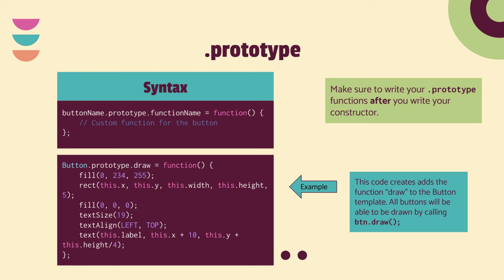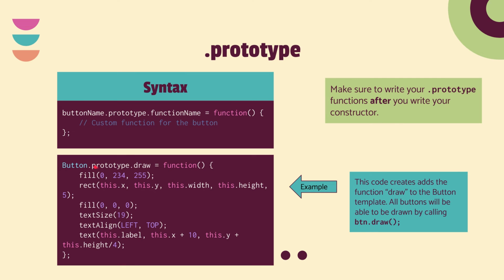So let's look at the syntax for .prototype. Basically you just want to say the name of your button, .prototype.functionName equals function, and then create a custom function for the button. And make sure to write your .prototype functions after you write your constructor function. Otherwise JavaScript will become confused because you're using a constructor function that was never defined according to it.